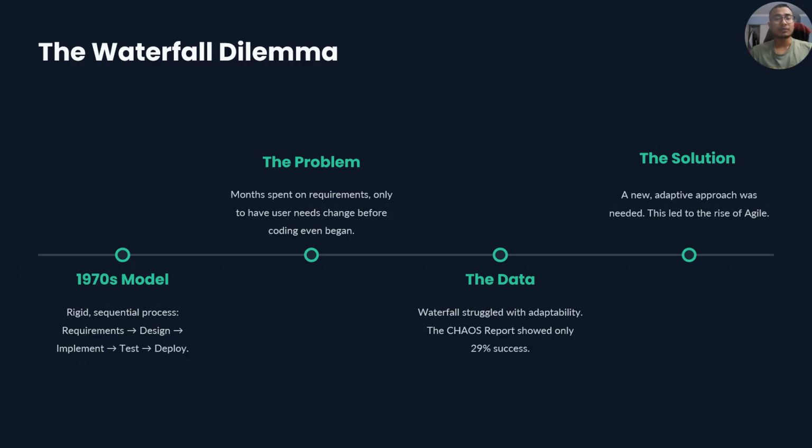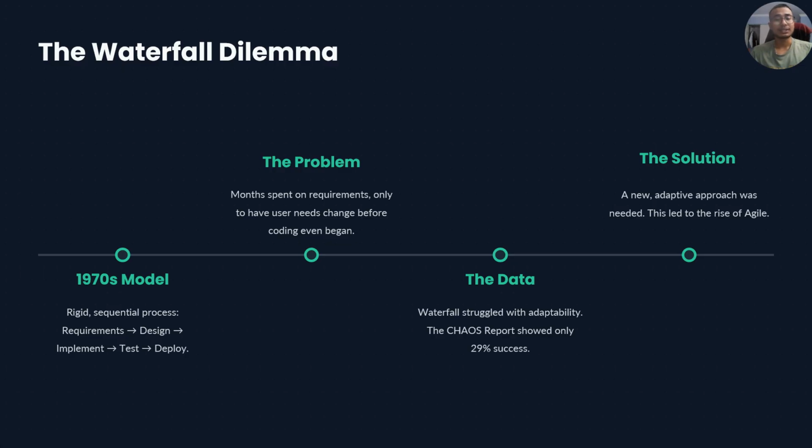When implementing the waterfall model in our early BudgetBuddy development, we spent months gathering the requirements only to have user needs evolve before we had written our first line of code. The Standish Group's 2020 CHAOS report reveals that this is common in waterfall, showing that 29% of waterfall projects succeed compared to 42% of agile projects. So waterfall struggled with adaptability.